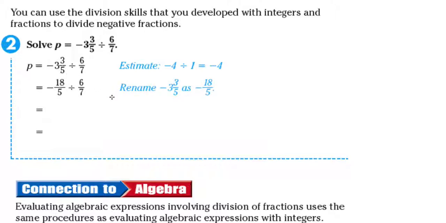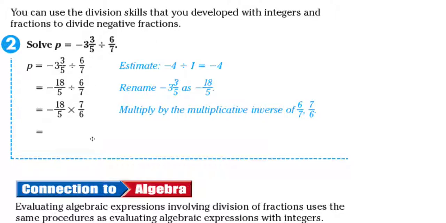Okay, and then after converting it into an improper fraction, we now get the reciprocal of 6/7 and multiply it by -18/5, and the reciprocal would be -18/5 times 7/6, okay, because the multiplicative inverse of 6/7 is 7/6. And since we see that there is a GCF between 18 and 6, and that is 3. Oh, sorry, that is 6.